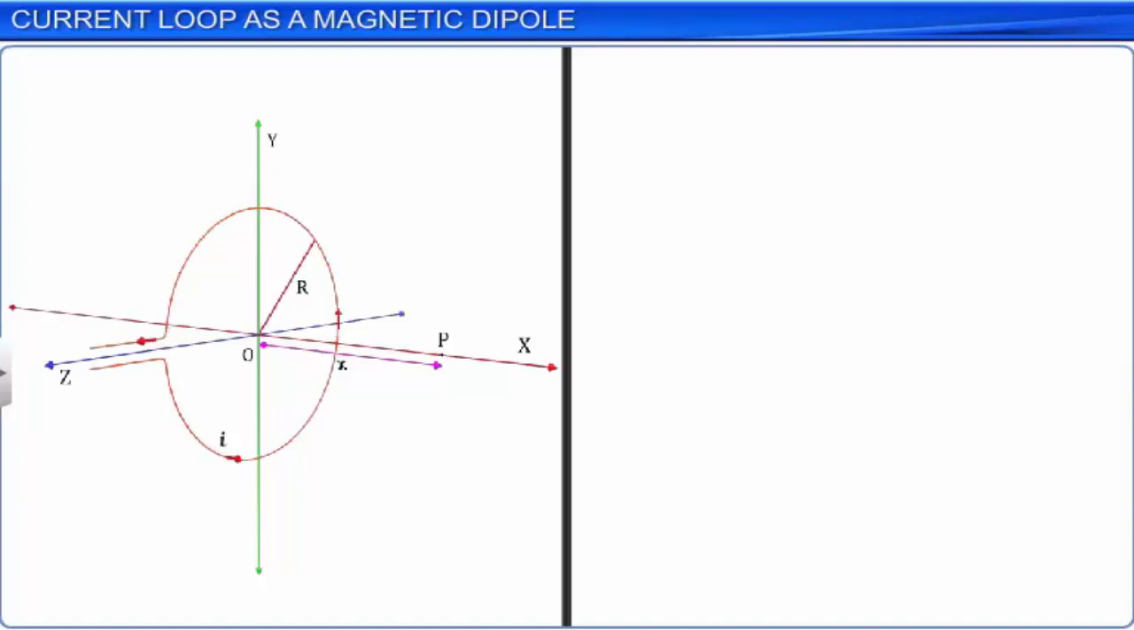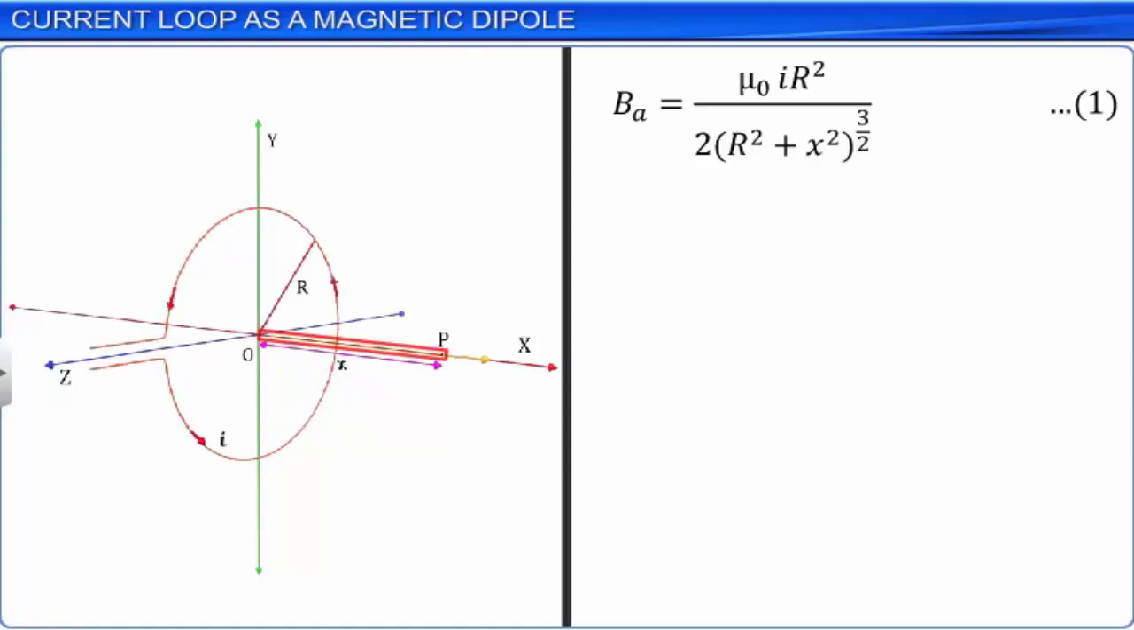We have learnt earlier that the magnitude of the net magnetic induction at a point on the axis of the circular loop, at a distance x from the center of the circular loop, B_A is equal to μ₀IR² by 2(R² + x²)^(3/2). Let this be equation 1. The direction of the field is along the axis of the circular loop.